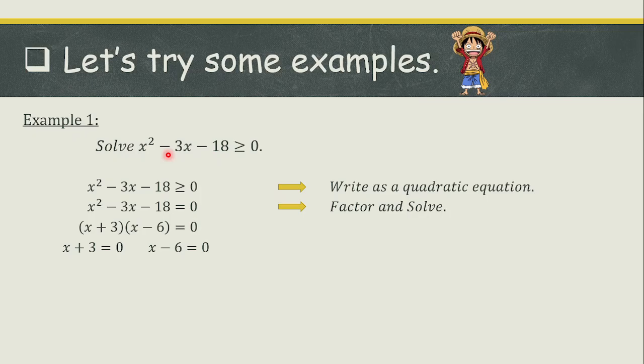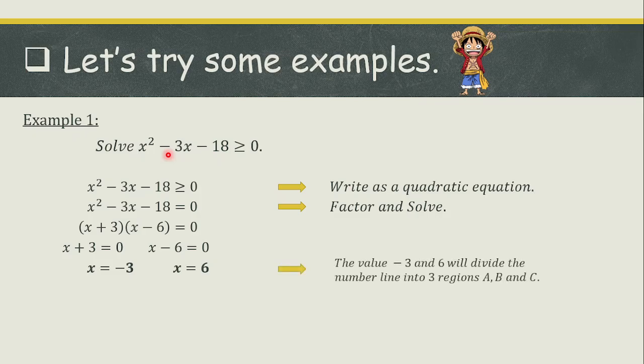Transpose positive 3 to the right side. It will be x is equal to negative 3. Then the second linear equation, x minus 6 is equal to 0. Transpose negative 6 to the right side, it will become x is equal to positive 6. The values negative 3 and 6 will divide the number line into three regions, A, B, and C.